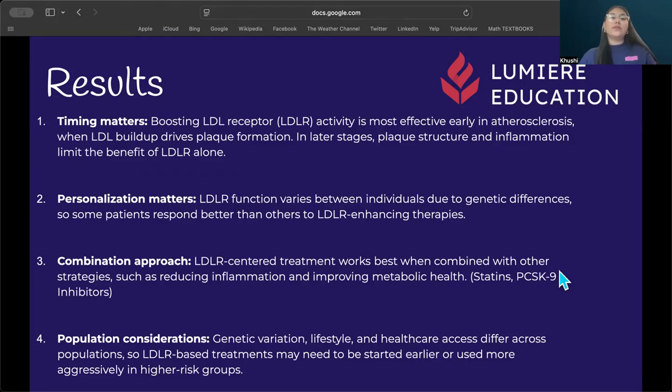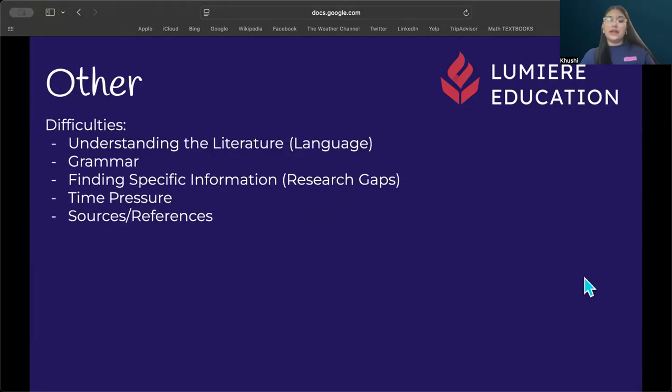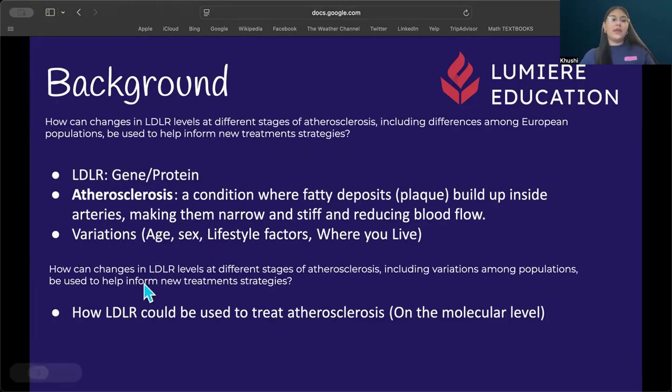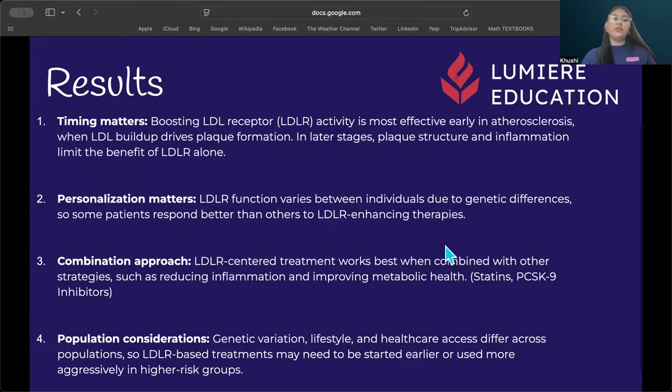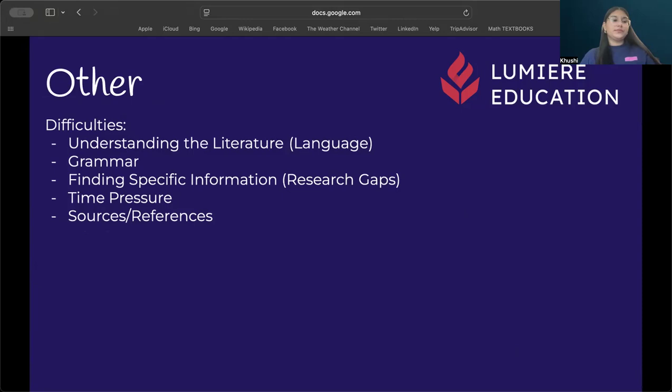Next, you need to consider different populations. Like I mentioned on the previous slide, there are a lot of variations, so you need to take into account all of these variations when you develop these treatments. Additionally, some patients may need to start the LDLR treatment earlier or need to use more of it to get rid of their atherosclerosis than other people, like the European populations. They have high LDL, so they may need a more aggressive treatment of LDLR.